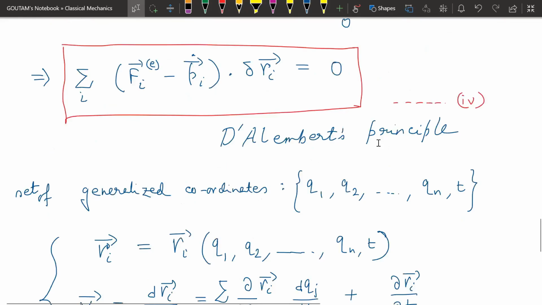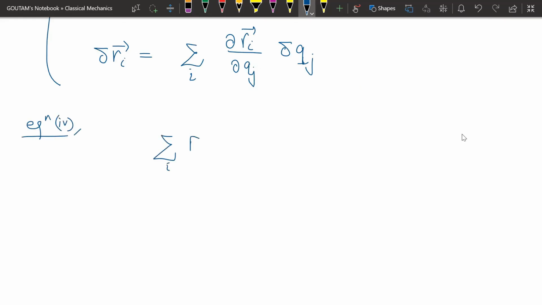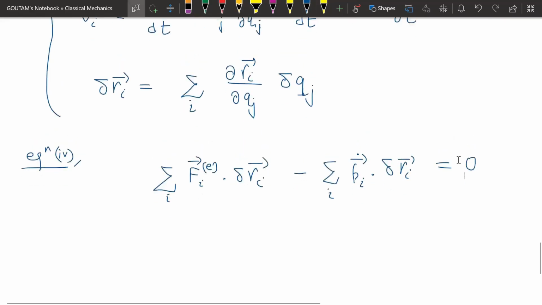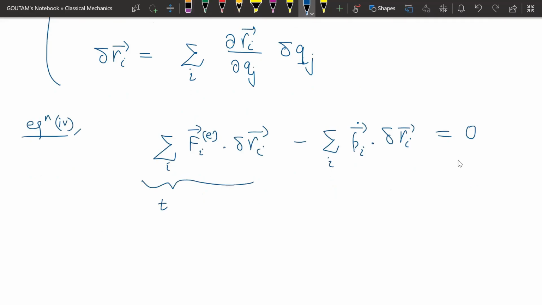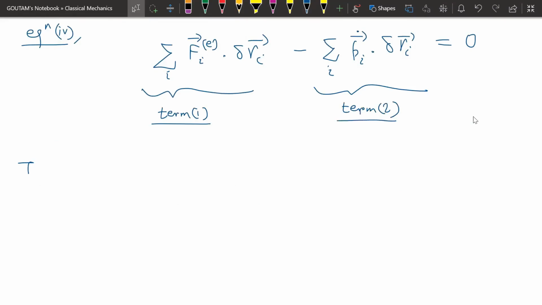So now let's look at D'Alembert's principle and concentrate on the first term. From equation 4, we're getting two terms: the sum over i of Fi external dot delta ri minus pi dot dot delta ri equal to zero. This is term one and this is term two. So we'll concentrate now on the first term, which is the sum over i of Fi external dot delta ri.